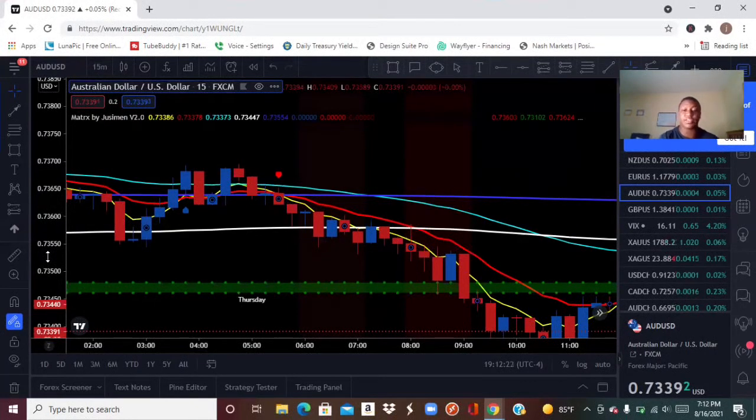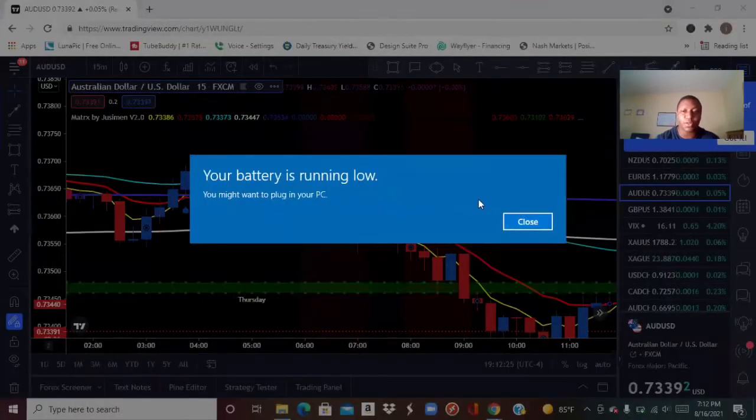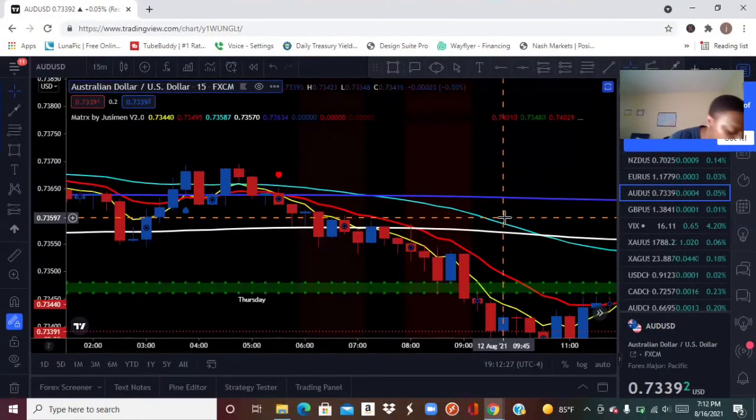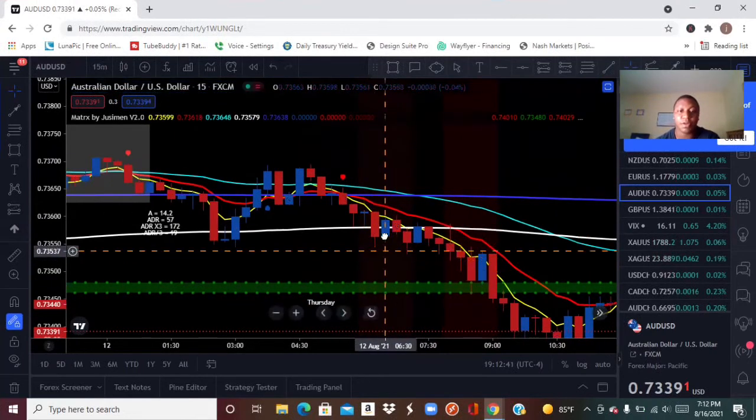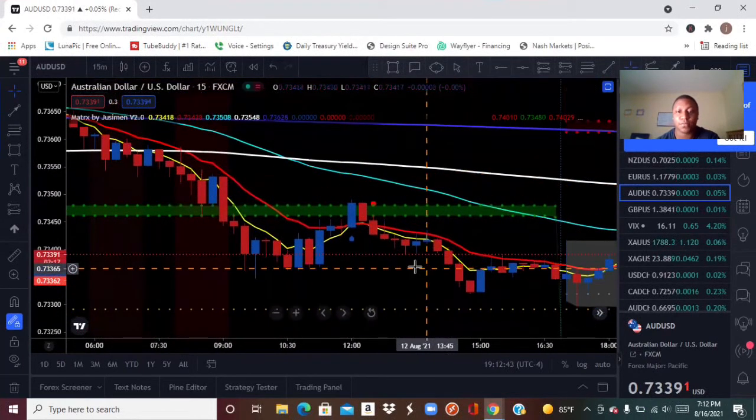Now, the third thing is TradingView. That is step number 3. You want to use TradingView.com. Step number 4 is you want to have a strategy.